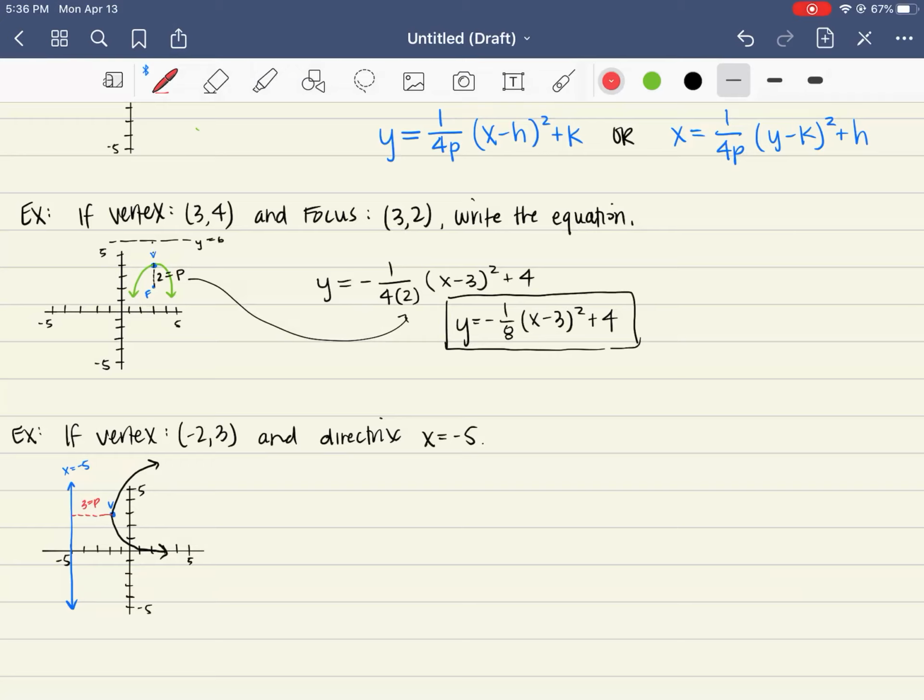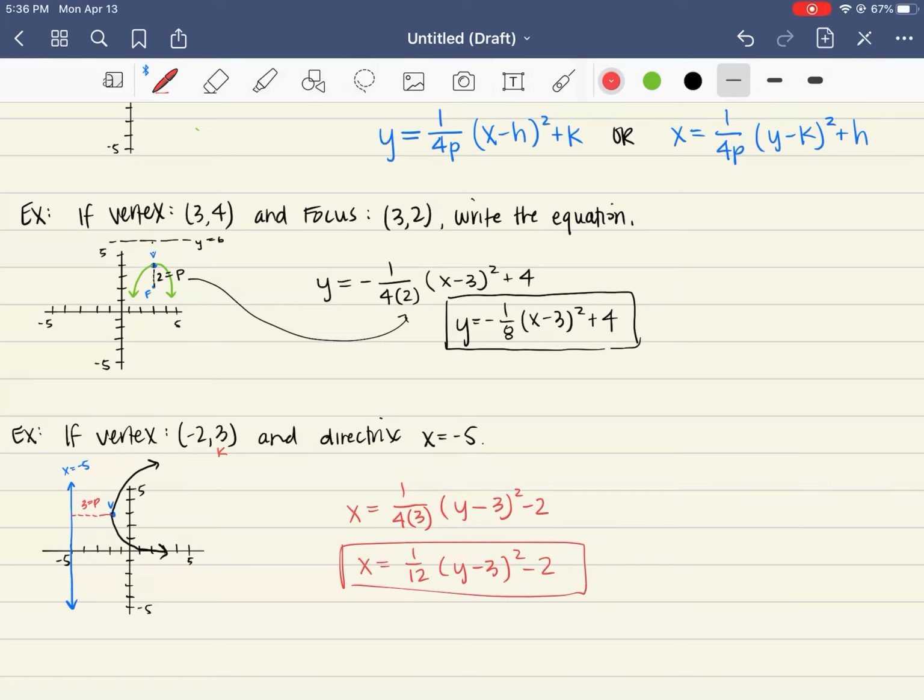So we can start to build our equation. We can look at this and say, okay, it's opening to the right, so I'm going to use this guy up here. I'm going to have an x equals. So we're going to go x equals 1 over 4p. The reason I didn't use a negative on this one is because it's opening to the right. Right is positive on the x-axis. And then we put in our y minus k, and plus h, but in this case it's negative 2, so we're going to put negative 2. So there you have it. x is equal to 1/12 (y minus 3) squared minus 2.